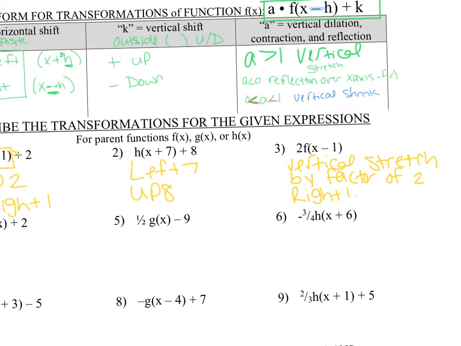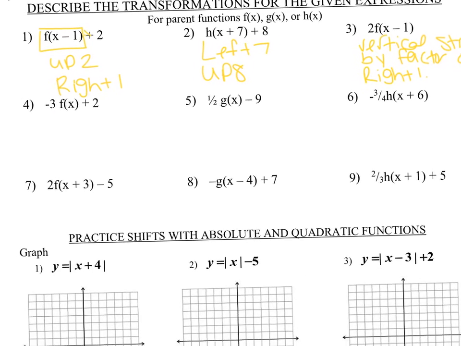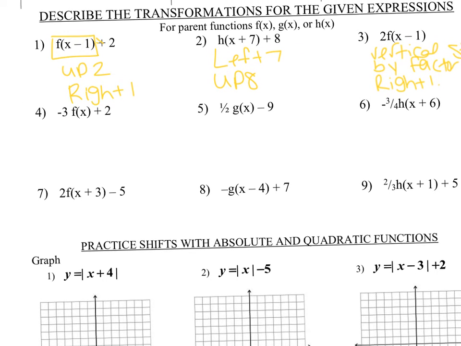Okay. In this one here, number 4, it's a little bit different because you see there's a negative on the outside. There's also a 3, and there's also a 2. There are 3 things happening here. Don't think of the -3 as one piece. It's actually 2 separate pieces. The negative does something, the 3 does something, and the 2 does something.